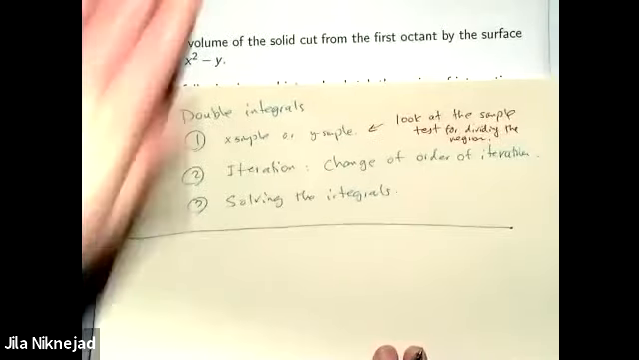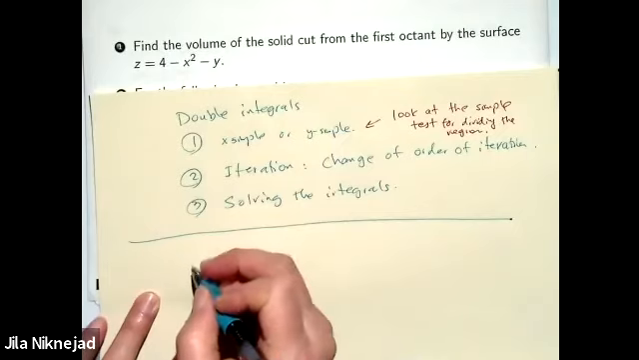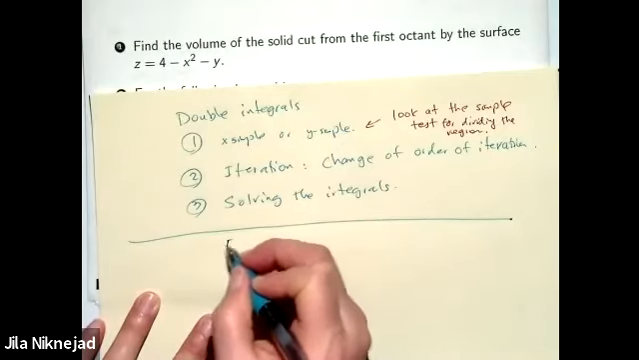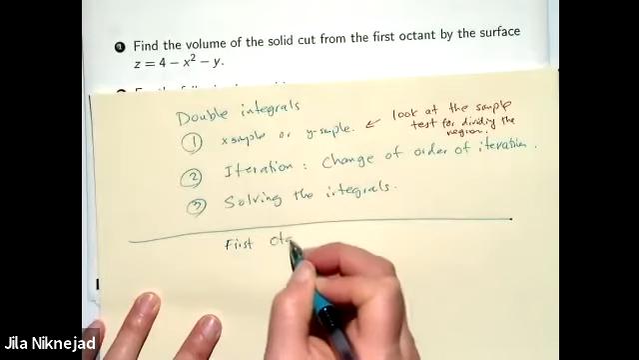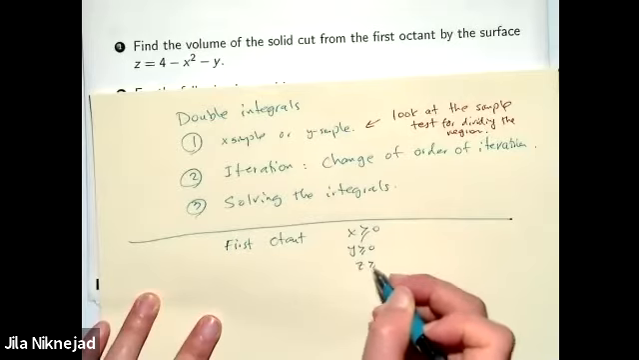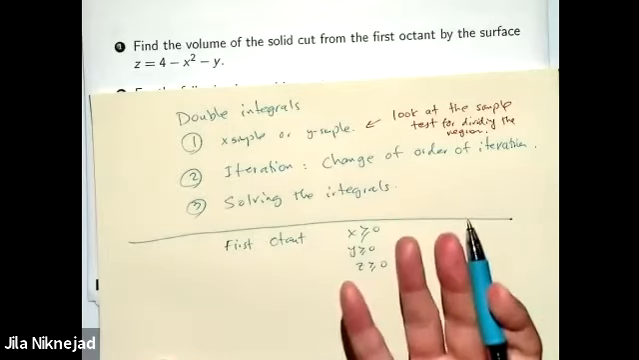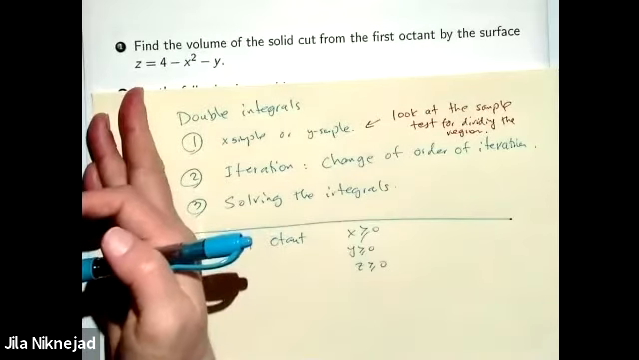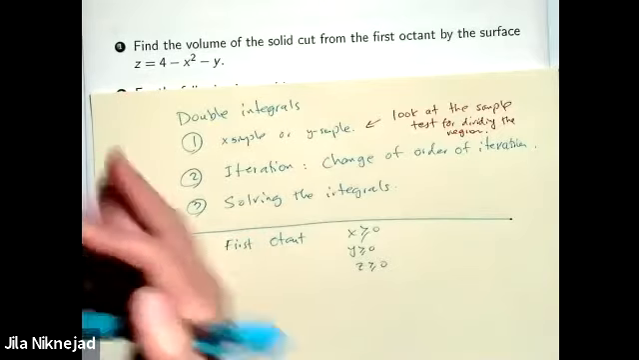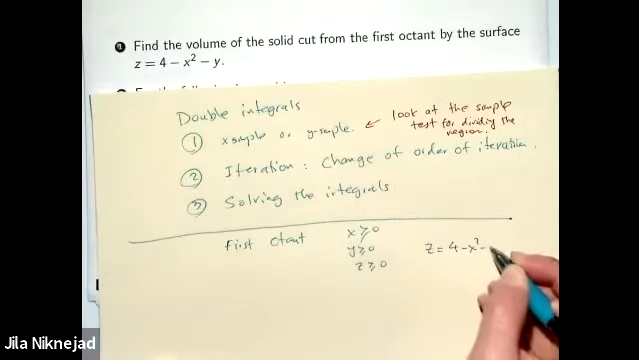Now let's start with our first problem in here. It says find the volume of the solid in the first octant. What is the first octant? That's x bigger than or equal to 0, y bigger than or equal to 0, z bigger than or equal to 0. And it's asking to find a volume in the first octant for z equal to the surface 4 minus x squared minus y.